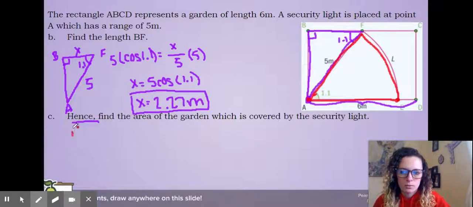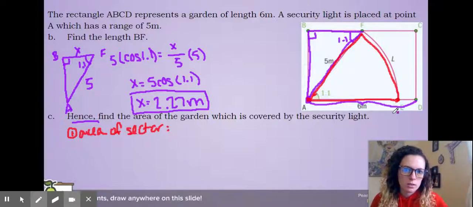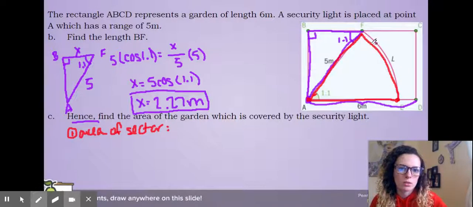So part 1. And so it said the security light is placed there, but it has that range. So that means it can keep going all the way to the left here. So it could potentially, I don't know what kind of security light this is, but it could go all the way around here. Obviously, if it's placed on a house, probably not. But in terms of the garden we're looking at, it can also include this triangle that we looked at earlier. So I'll also have to find the area of the triangle, and then I'll add those two together to get my answer.